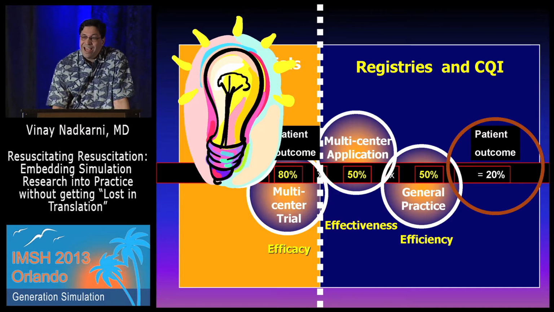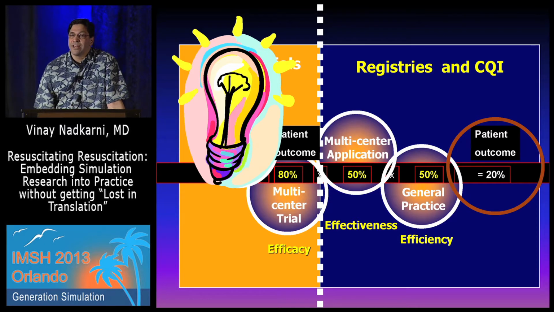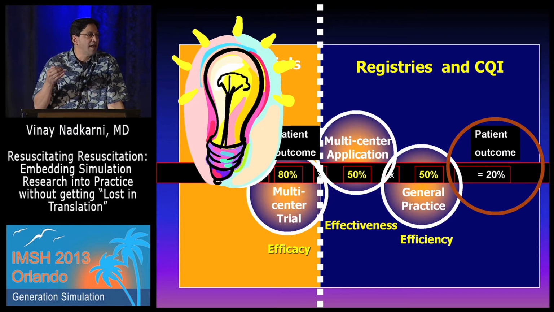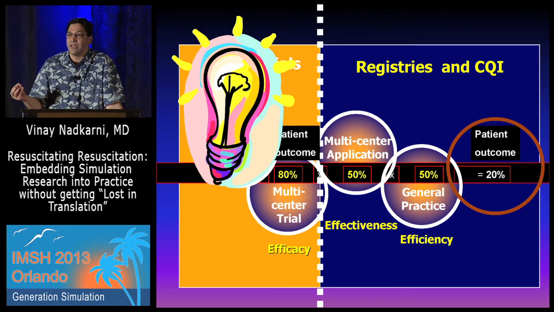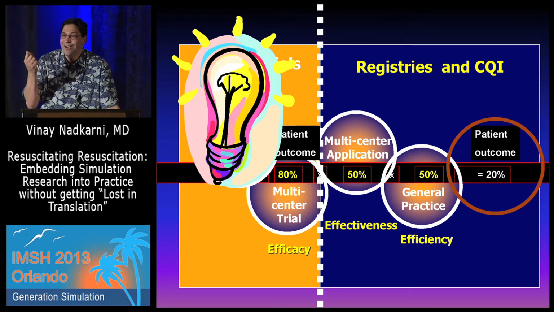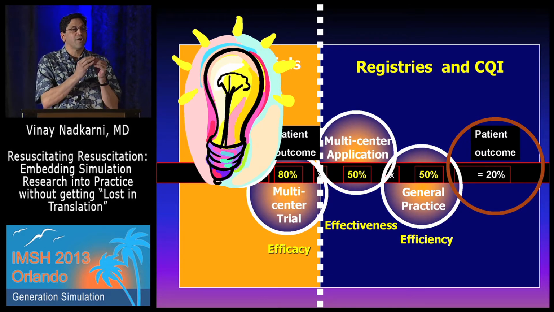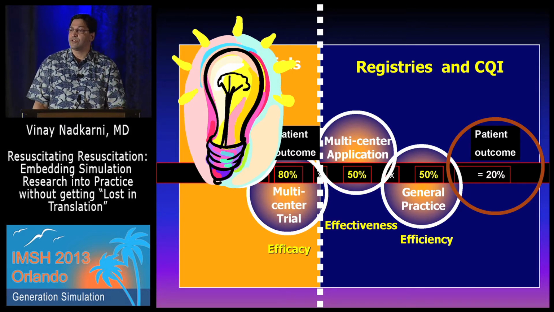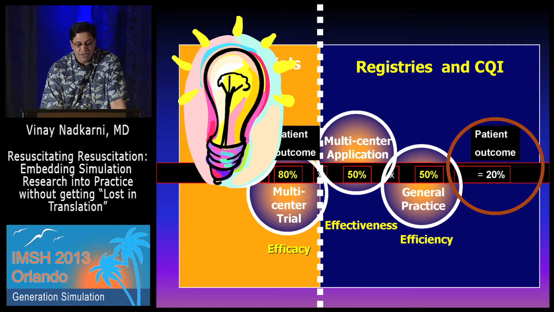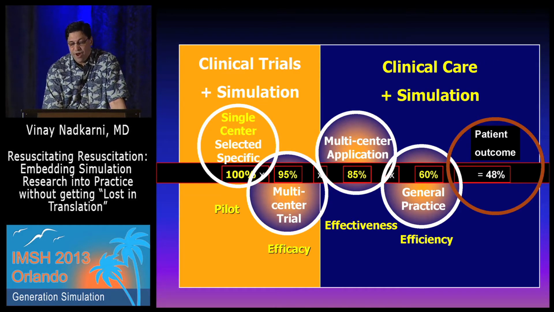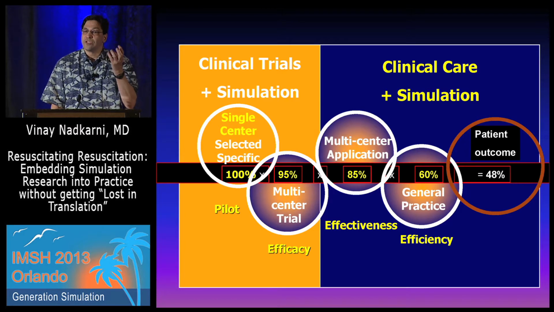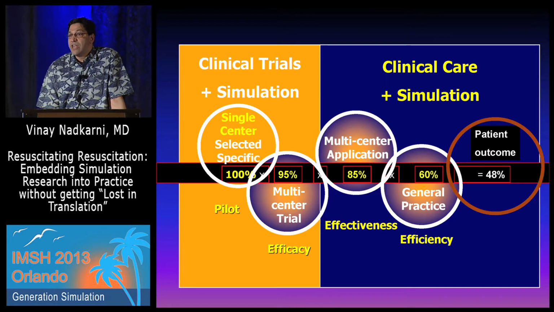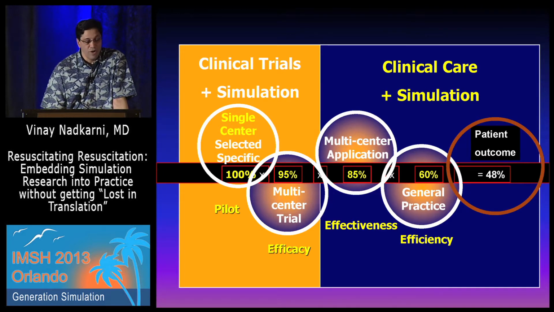We now know that our mechanism of getting the word out takes more than 2.5 years to go from a guidelines release to implementation at the bedside. If you think about hypothermia, if you think about quality CPR, if you think about all of the things that are emphasized in our current guidelines, until they really hit the bedside and are embraced and used is usually more than 2.5 years. Our single-center studies, as they go through multi-center trials, multi-center applications for efficacy, effectiveness, and efficiency, lose value to the patient at each step, and that results in patient outcomes now being about 20% survival across the board.